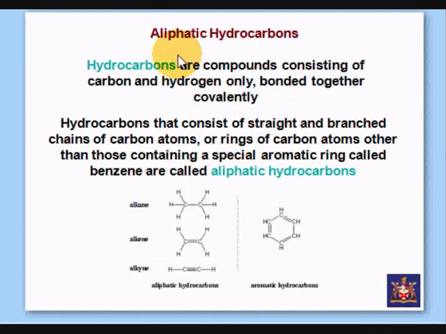Okay, there are aliphatic hydrocarbons and aromatic hydrocarbons. Hydrocarbons are compounds consisting of carbon and hydrogen only bonded together covalently. Hydrocarbons that consist of a straight or branched chain of carbon atoms or rings of carbon other than those containing a special aromatic ring called benzene are called aliphatic hydrocarbons.